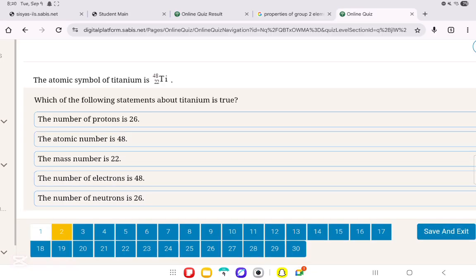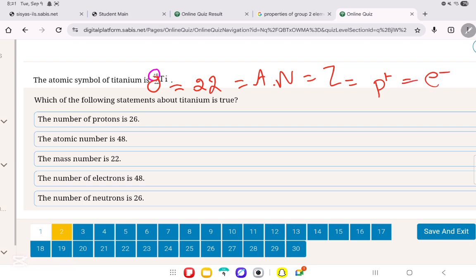Let's move on to question number 2. Which of the following about titanium are true? We know that it has a mass number of 48. It has an atomic number of 22, which is Z, the number of protons, which is the same as the number of electrons. Why? Because it is an atom.